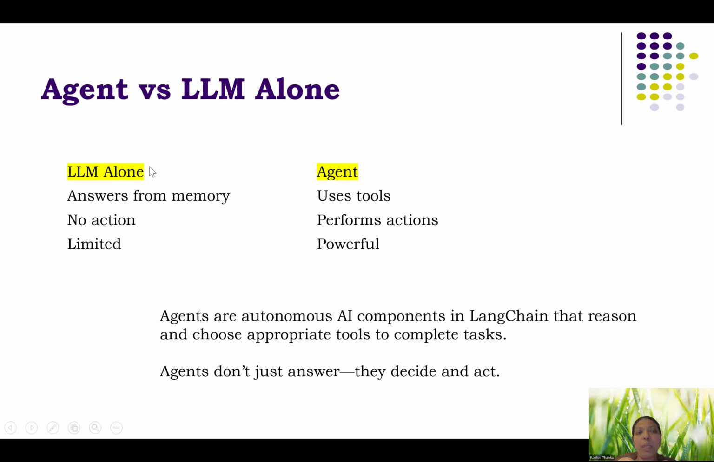Now let us see the difference between the agent and the LLM. The LLM answers from memory, while the agent will use these tools to answer. The LLM tries to answer from its pre-trained data, but the agent is not like that. With the help of the tools, it helps us find the correct answer. The LLM's performance is sometimes limited, but the agent is so powerful. Agents are autonomous AI components in LangChain that, as we discussed, can think, decide, and act so that we can get the best answer.